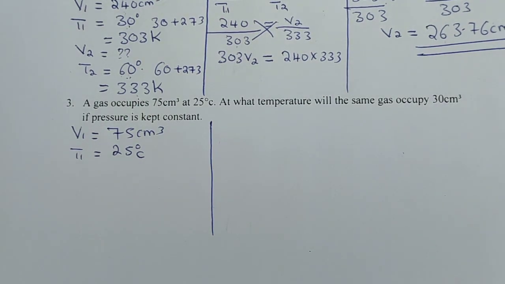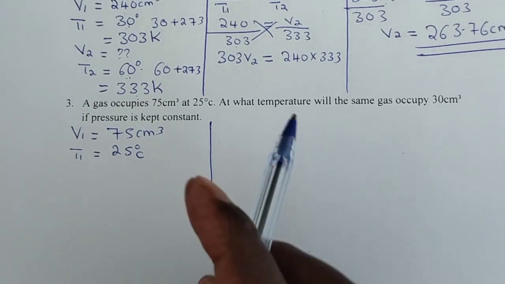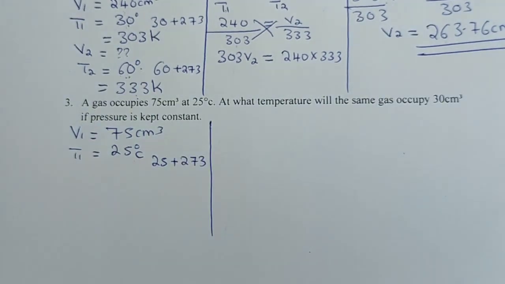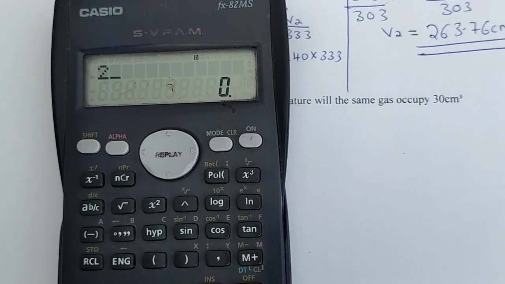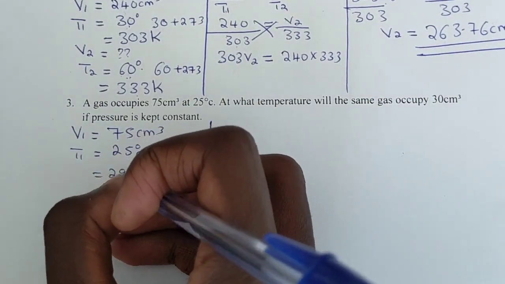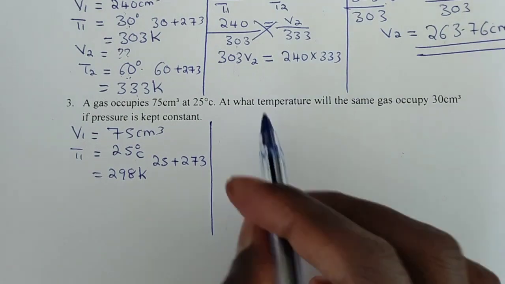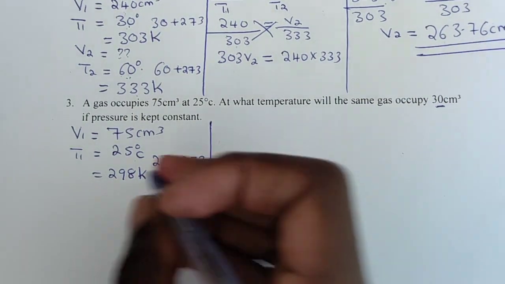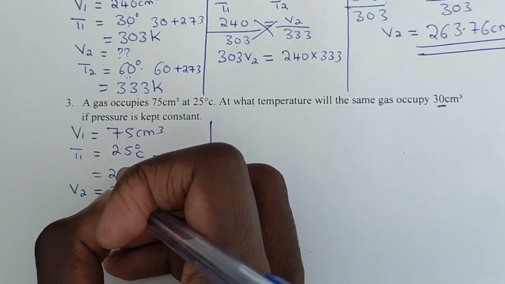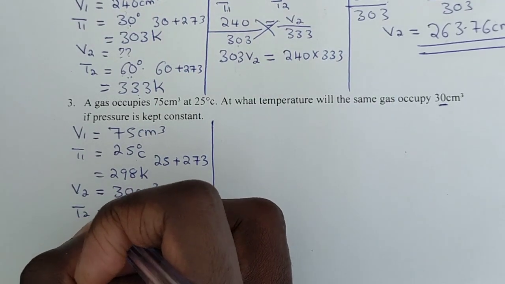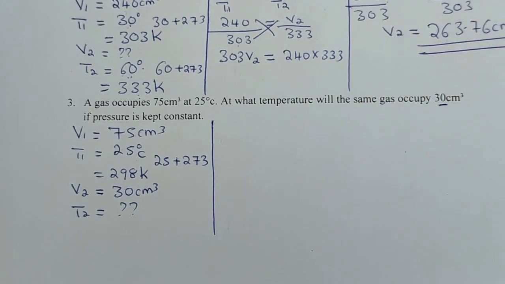Always the temperature in Charles law is expressed in Kelvin. So to change from degrees Celsius to Kelvin, we add 273. So we have 25 plus 273, which is 298 Kelvin. At what temperature will the same gas occupy a volume of 30? Meaning volume 2 is 30 cubic centimeters. At what temperature will it occupy? That is temperature 2, what we need to calculate.